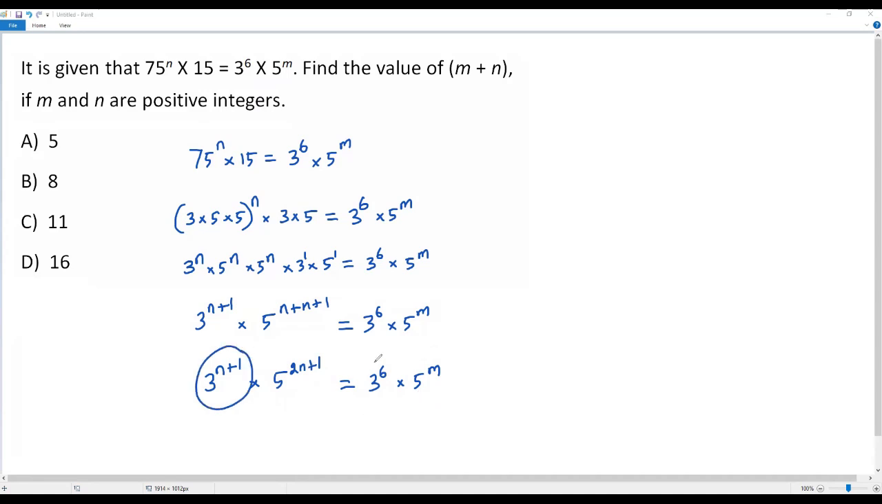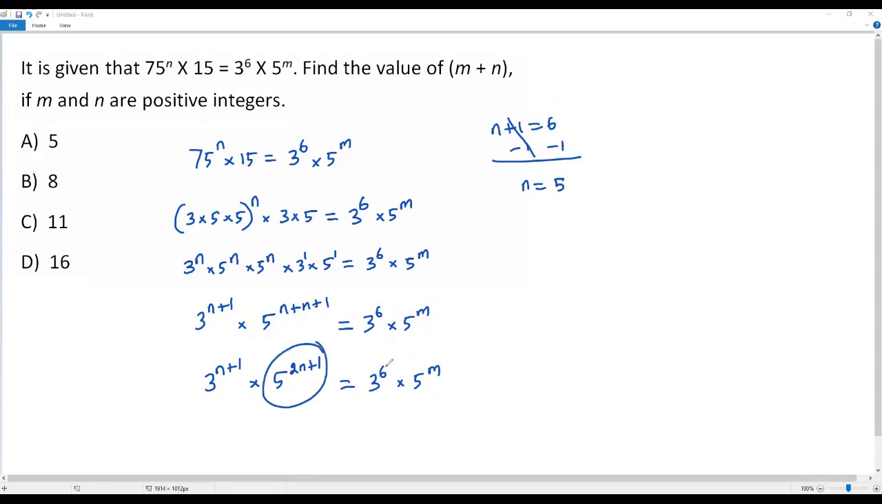Now let's compare these two powers with the same base, that is 3. The exponent over here is n plus 1. Here the exponent is 6. We can equate them. Then we get n plus 1 equals 6. Let's solve for n in this equation. Let's subtract 1 from both sides. Plus 1, minus 1 will cancel out. I'm getting n equals 6 minus 1, which is 5.